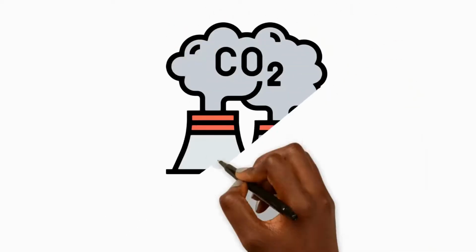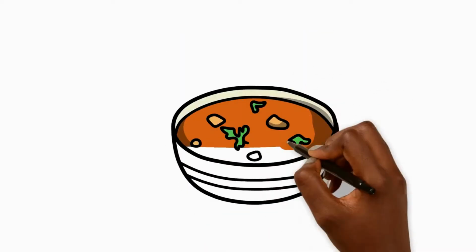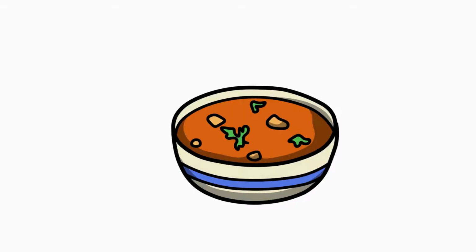So, while some irreversible changes, like burning fossil fuels, can be harmful, others, like cooking, can be quite helpful. It all depends on how we use them.